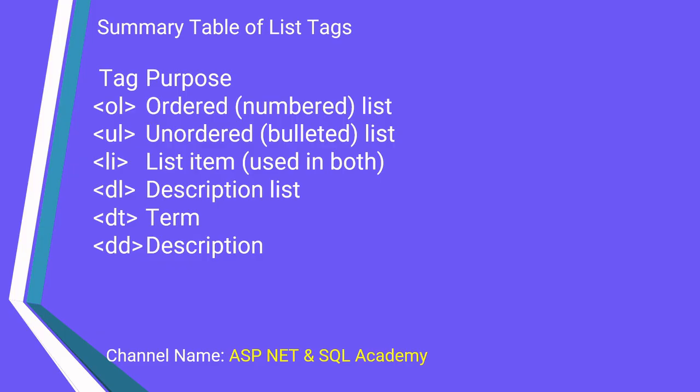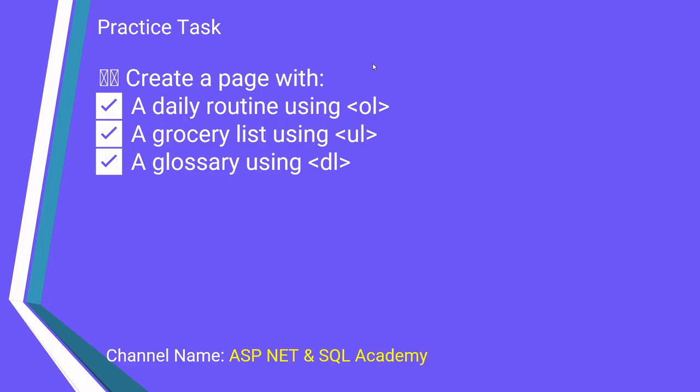Time to practice. Use the OL tag to list your daily routine, the UL tag for a grocery list, and the DL tag to build a mini glossary. This will strengthen your understanding of each list type.